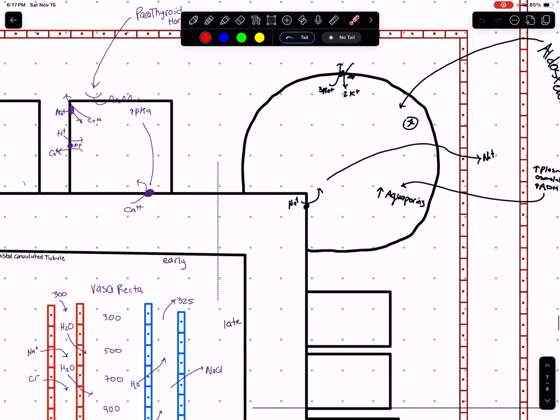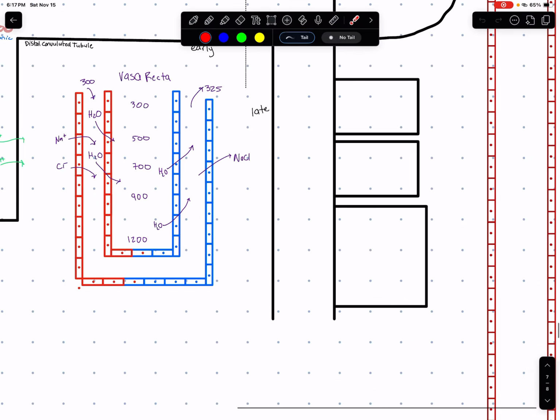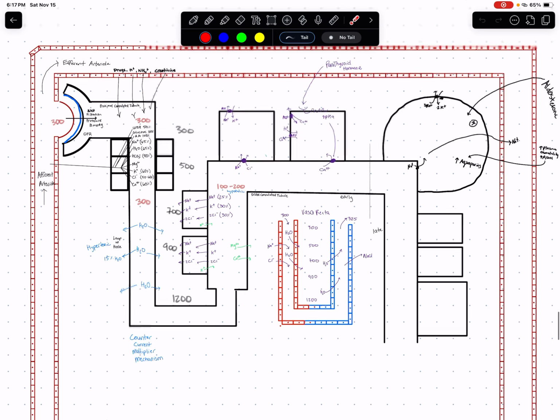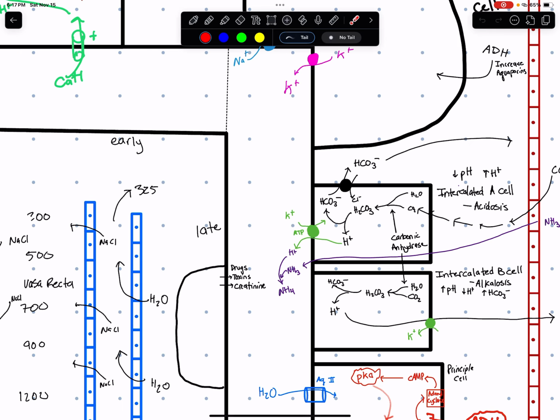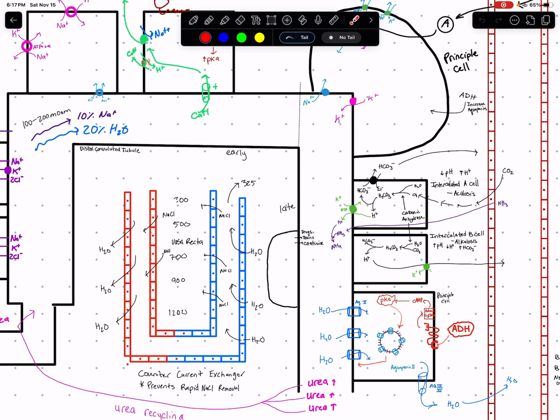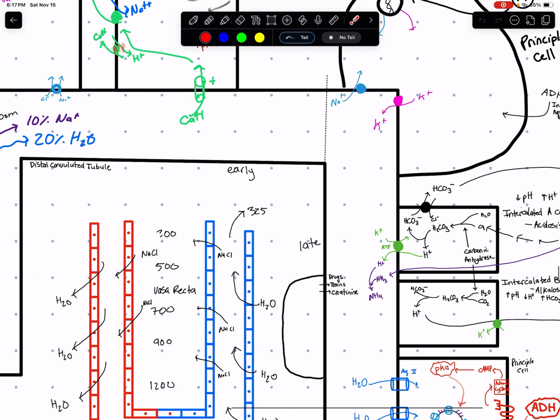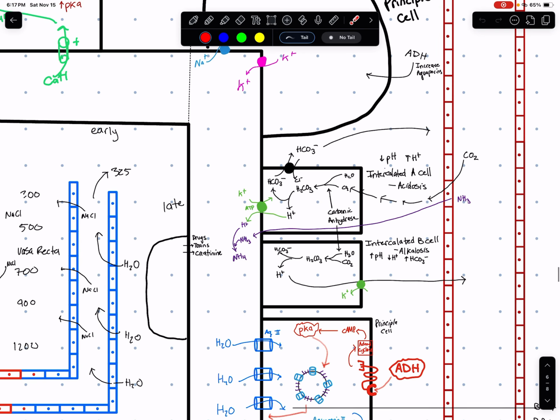As you get later into the last part, your distal tubule and collecting tubule, that's a lot of where your acid-base regulation, homeostasis, comes from through these intercalated A cells and intercalated B cells. Your intercalated A cells take care of acidosis, and your intercalated B cells take care of alkalosis.